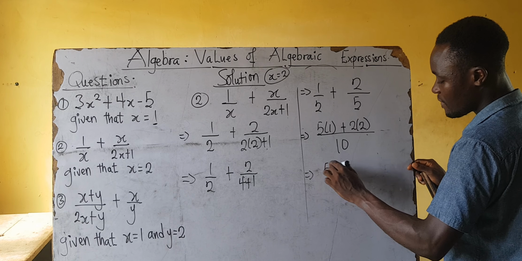Are you getting me? So that means that the value of the algebraic expression, which is 1 out of x plus x out of 2x plus 1, when x is 2, the answer becomes 9 over 10 after substituting. I believe you are getting me. Very good. So that is how to go about solving question number 2. You can also solve it in an alternative way. So let's see how to solve it in an alternative way also.